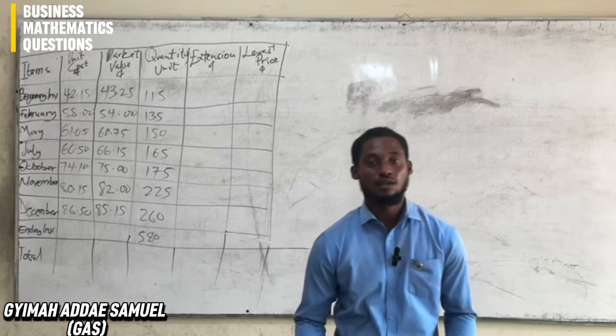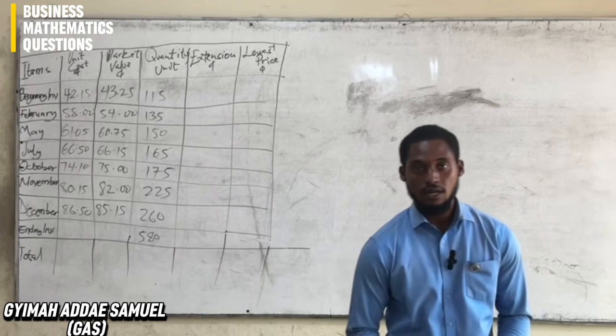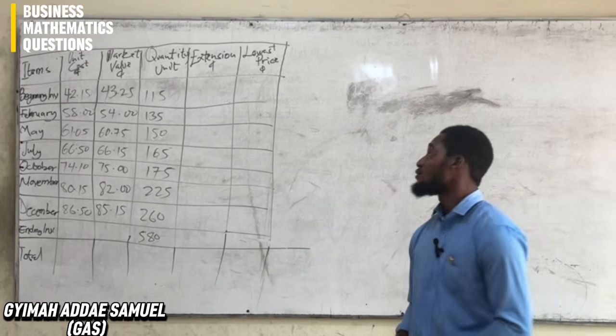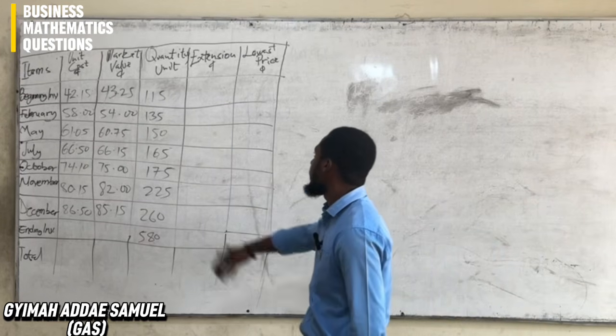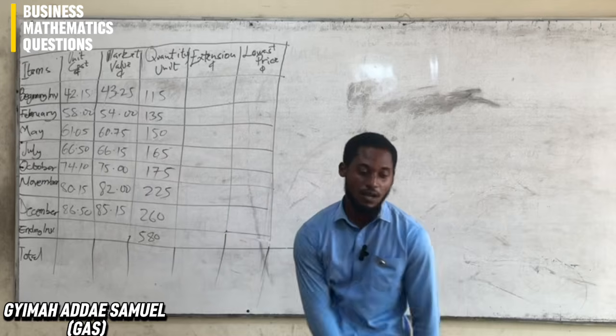So now we are moving to another set of questions. But before that, there is a table. I would have to explain the table, and there is an extension we will have to find, and also the lowest price we would have to find.